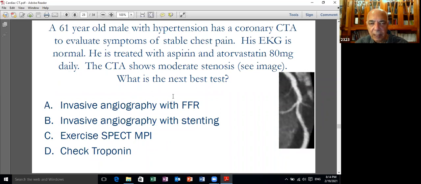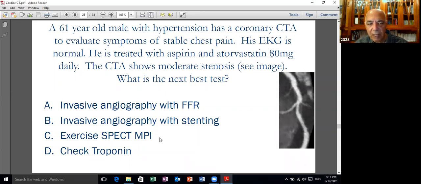So the net outcome of this question is that if you have a lesion of intermediate severity, like 50% or 60%, you need a functional test. Of course, FFR is a functional test, but it's an invasive test. SPECT MPI is a functional test, is non-invasive, so it takes some priority for that.